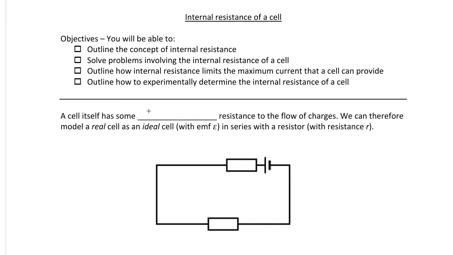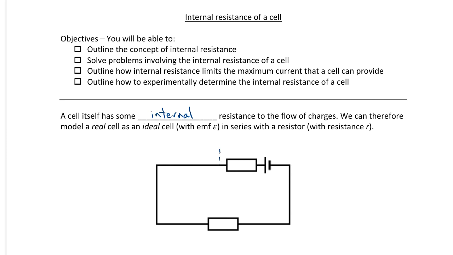So to understand what's going on there, we need to recognize that a cell itself has some internal resistance to the flow of charges within it. And so we can think of a real cell as being an ideal cell with EMF epsilon in series with a resistor that has resistance r. So let me elaborate on that a little bit.